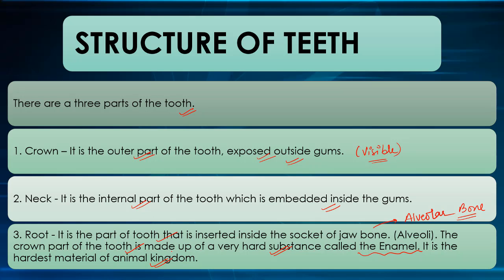So crown, neck, and root, these are the three regions mainly. Crown is the outer part of the tooth which is exposed. Neck is the internal part of the tooth which is embedded inside the gums. And root is the part of the tooth that is inserted inside the socket of the jawbone, the alveolar bone. The crown part of the tooth is made up of a very hard substance called enamel. It is the hardest material of the animal kingdom.